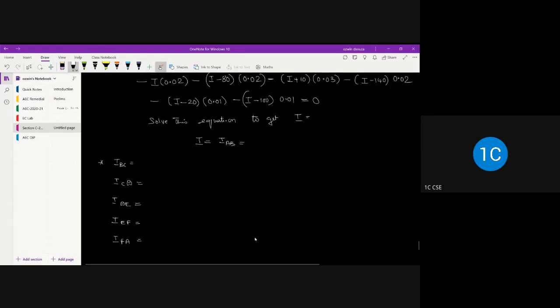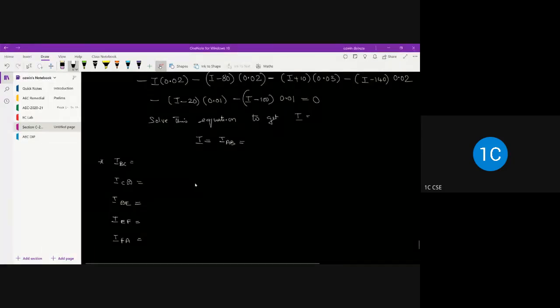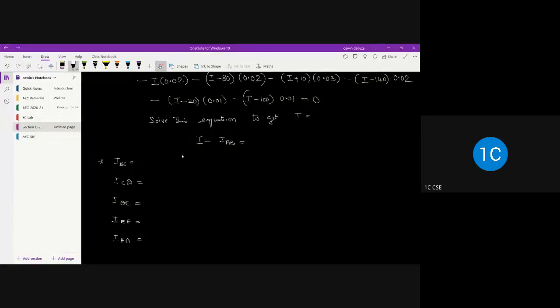The writing is legible, right? Give me the feedback every day, because if it is not visible, please tell me.